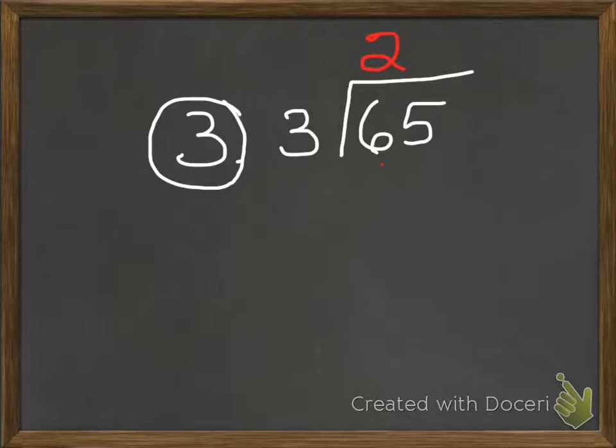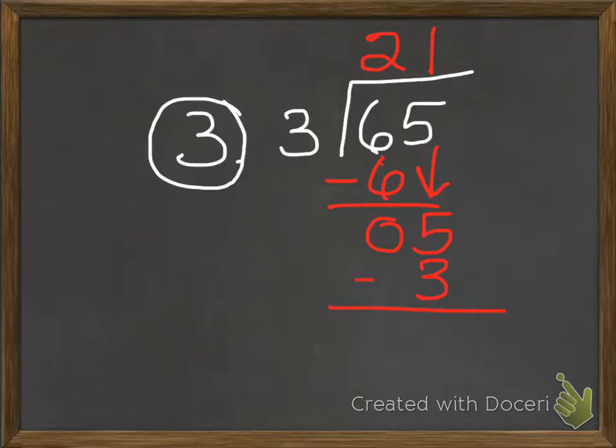2 times 3 is 6. Then we subtract. 6 minus 6 is 0. Bring down the next number. Bring down a 5. How many times can 5 be divided by 3? It can be divided 1 time. 1 times 3 is 3. Then we subtract. 5 minus 3 is 2. We have no more numbers over here, so we're done bringing down for right now, and this is our remainder. Our remainder of 2. 21 with a remainder of 2.